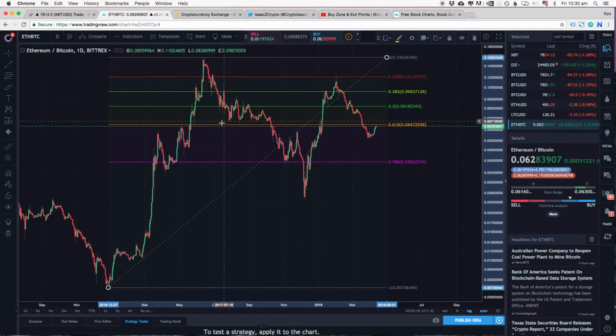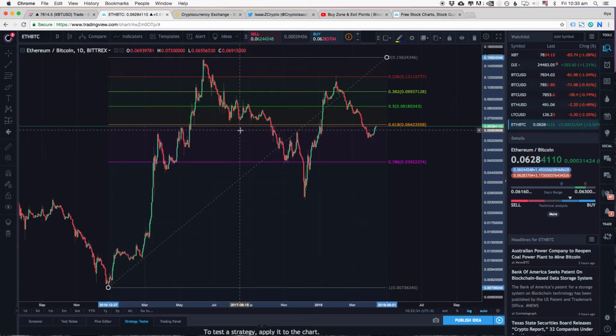It didn't really touch the lines, so you gotta be careful, because sometimes it doesn't always go to the line and then bounce. It could start bouncing right above the line, or it could start bouncing below the line. So like I said, it's not a prediction. It's not a crystal ball thingy. It's just a tool that we use to make our decisions and react accordingly.